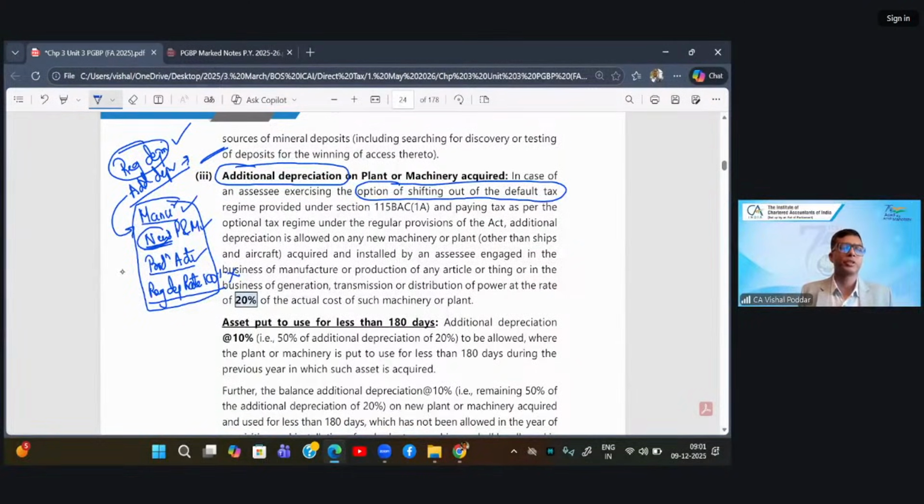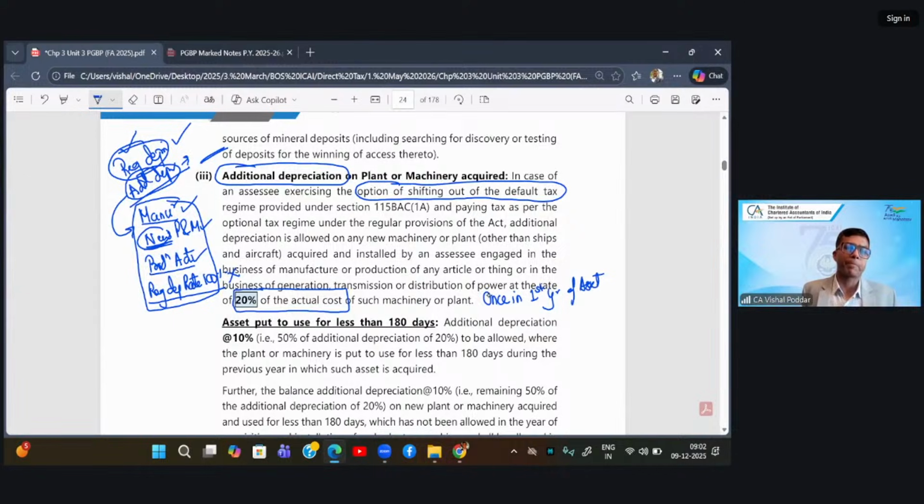Now, if all these conditions are satisfied, then besides your regular depreciation, which everybody is getting, you will get extra depreciation called additional depreciation at the rate of 20% of the cost. Most important, this is allowed only once, in the first year of the asset.